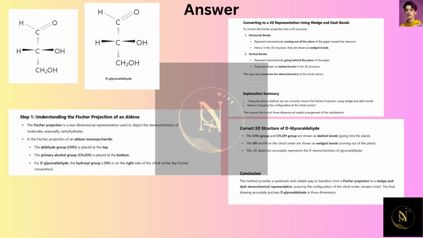2. Vertical bonds represent atoms' bonds going behind the plane of the paper. These are drawn as dashed bonds in the 3D structure. This approach preserves the stereochemistry at the chiral carbon.